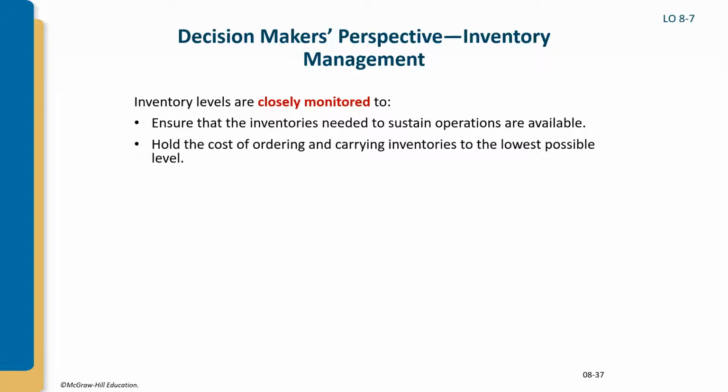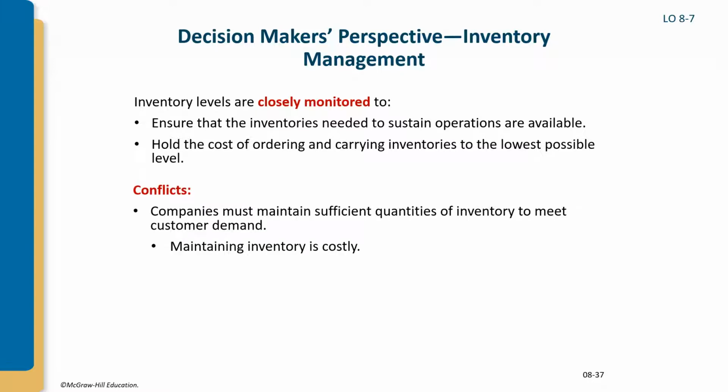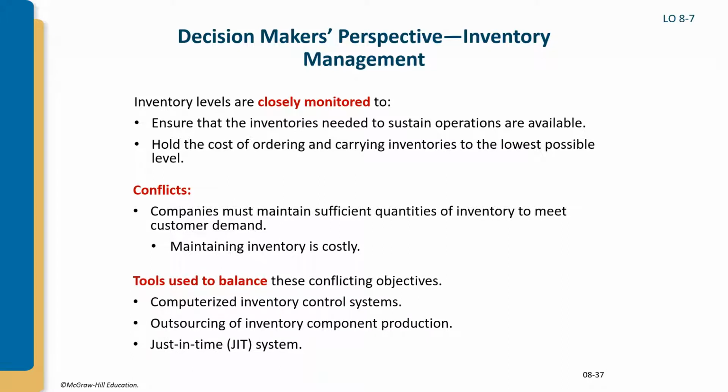Inventory levels are closely monitored to make sure inventories sustain operations and hold the cost of ordering and carrying inventories to the lowest possible level. There are some conflicts. Companies must maintain a sufficient quantity of inventory to meet customer demand. Inventory is costly, and if it's not being sold, it's a waste of money. It's not earning anything. So tools used to balance these conflicting objectives are, of course, computerized inventory control systems. We want to make sure we're only ordering when we need to. Maybe outsourcing our inventory component to someone else to manage, or using what we call just-in-time inventory systems.